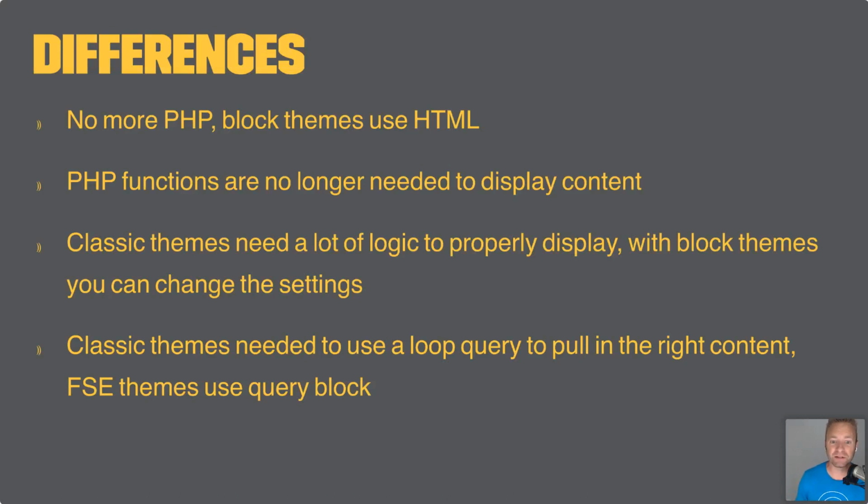And the classic themes needed a query loop, so you had to get the right content on your page. Maybe you had to say, for this page, I need to pull in the data from this post type, or I need to pull in 7 posts, or whatever the case may be. You had to manually add that to a template and then pull in that information. With a full site editing theme, you just use a query block and say, I want 3 columns, I want the featured image, I want this, and this, and you're done. It's in the template. It's completely set up. It's really, really easy. So those are some differences.